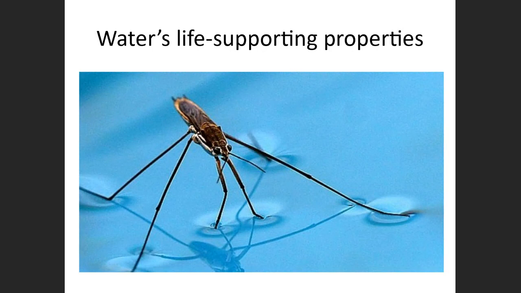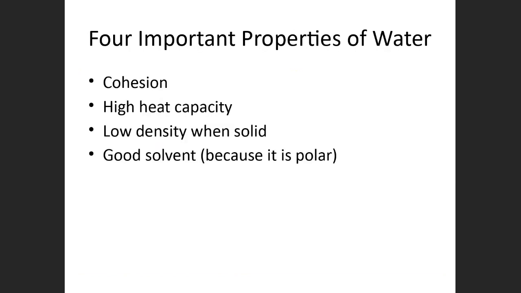There are 4 important properties of water, and we're going to go into these in detail. One is cohesion. Number 2 is the high heat capacity. Number 3 is that it's low density when it's a solid. And number 4 is that it's a good solvent, and that's because it's polar, and we'll talk about what that means when we get there.